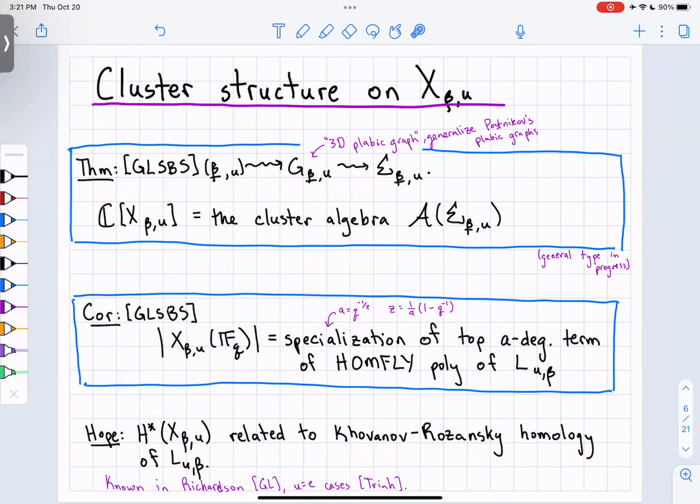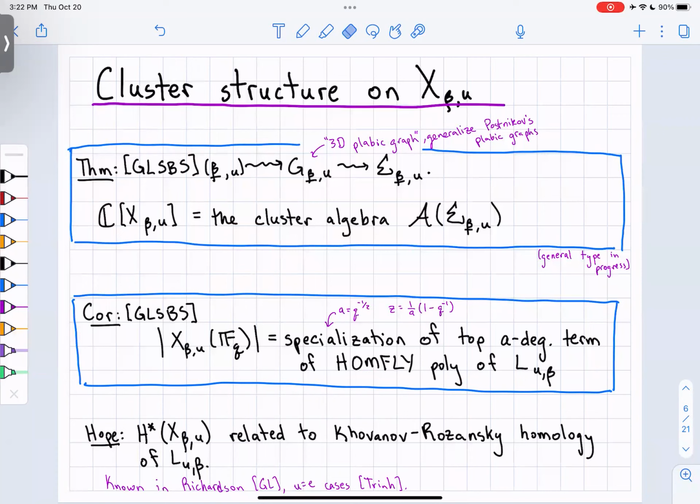Over finite fields, right. Okay. So this is very much, if you have a particularly nice cluster structure, which you do, then you can just see the recursion of the HOMFLY polynomial on the level of the combinatorics of the cluster algebra. This is using recent work of Galashin and Lam.